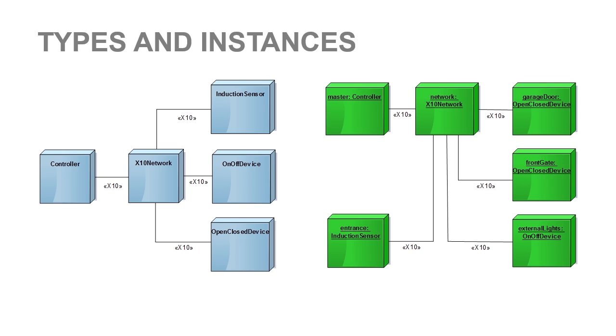So here on the right, we have the home automation set up for a particular customer, with an instance of induction sensor called entrance, two instances of open-closed device called front gate and garage door, and an instance of on-off device called external lights. We could add other pieces of information to this, like network addresses of the devices, to produce a specification of the architecture for a particular implementation. So let's have a look at how we would do this in practice in the next couple of movies.